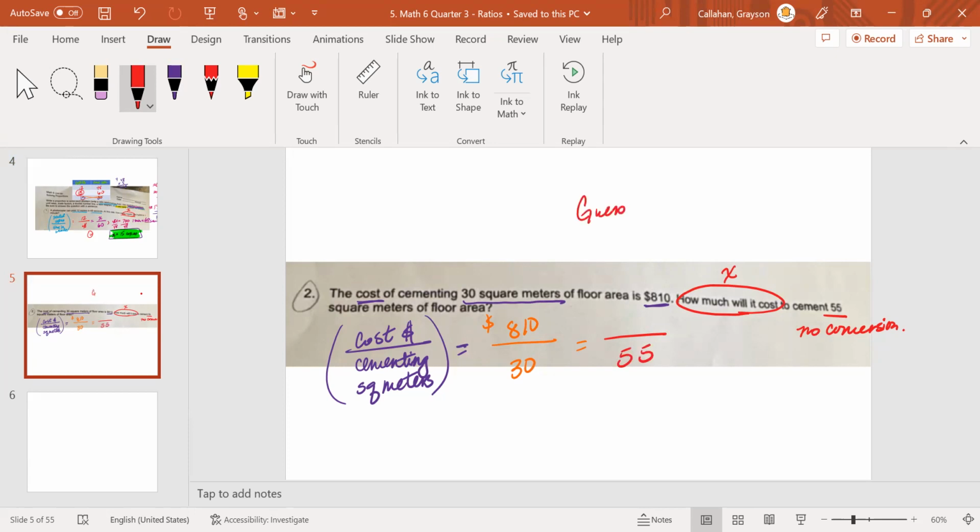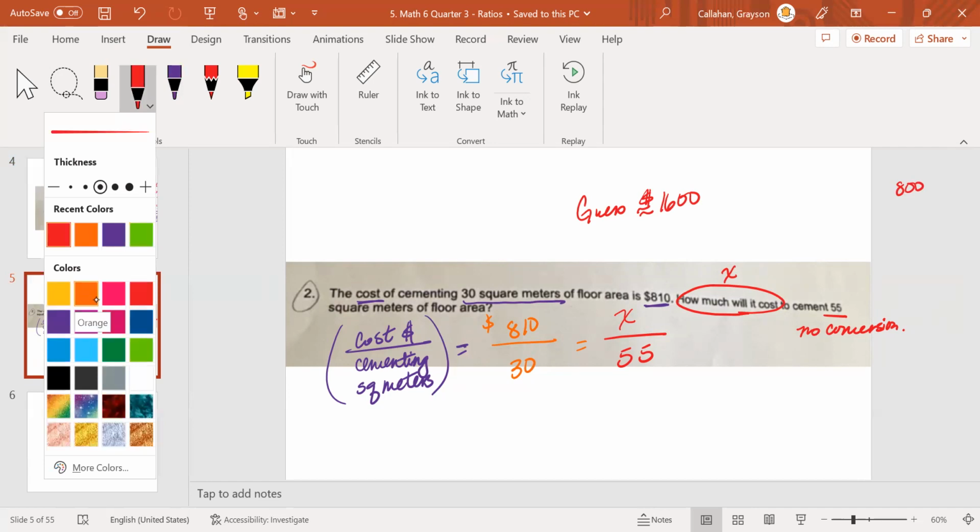If you have to make a guess, okay, if 30 equals 810, right? 55 is very close to doubling 30, right? Doubling 30 is 60. So then what is a good estimate for the cost if you have to double 810? If you double $800, what would that be? Yeah, so your answer should be around 1600, right? So my answer is going to be about, and this means estimate, 1600. So let's go and cross multiply and see what the actual answer is.